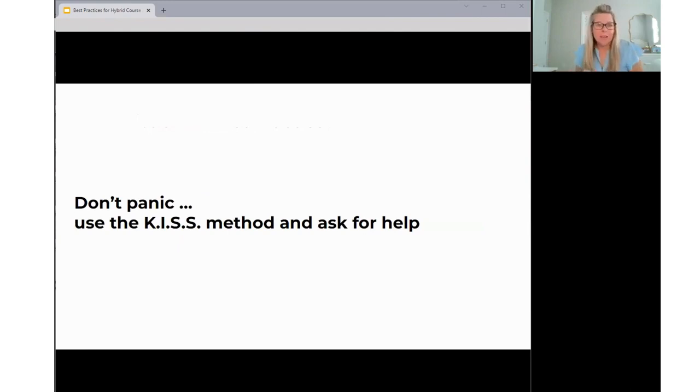And don't panic, right? We want to use the KISS method, keep it simple, silly, and ask for help. This may feel like a large undertaking after listening to all this today, all of these considerations administratively and with your syllabus and with your course design. I really feel like today we just revealed the tip of the proverbial iceberg, and we could spend a lot of time discussing, brainstorming, and thinking through what hybrid could and should look like at our institution.